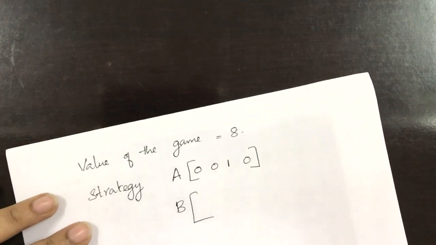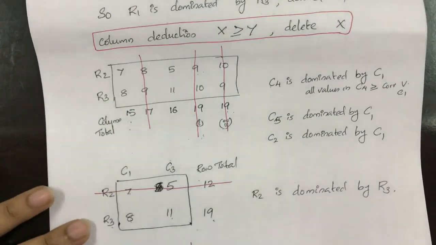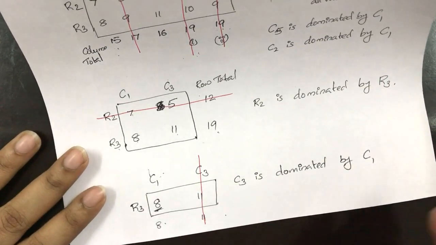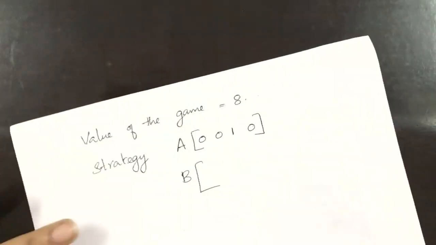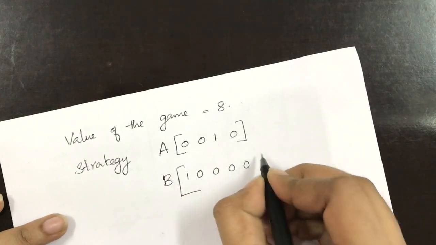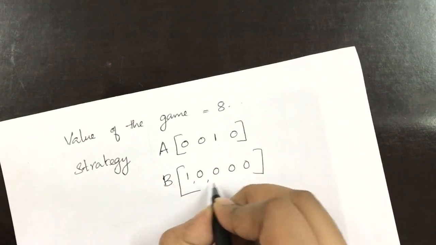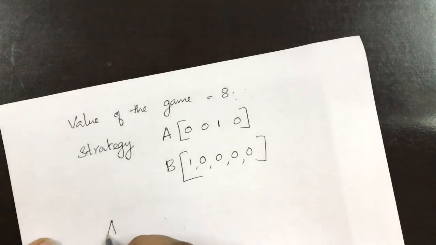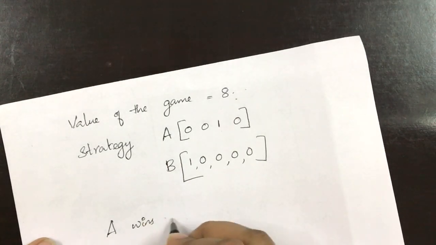Strategy of B. This 8 is contained in which column? First column. So 1, and the others are 0. So the strategy of B is 1 0 0 0 0. And since the value of the game is positive for A, A wins the game.